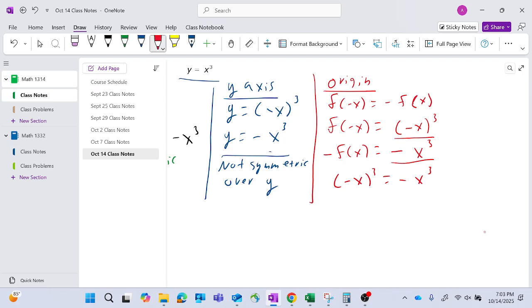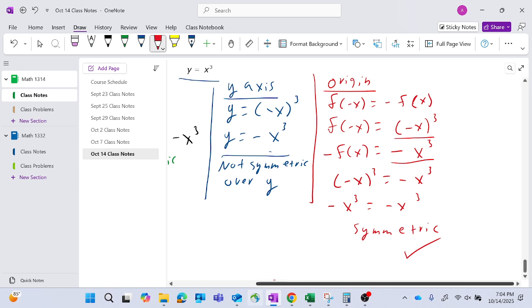So remember before, you have negative x all cubed. You can distribute the cube to both of those things to get negative x cubed equals negative x cubed. And that's true, so this is symmetric. Symmetric. I hope I spelled that right. So this case is only symmetric over the origin.